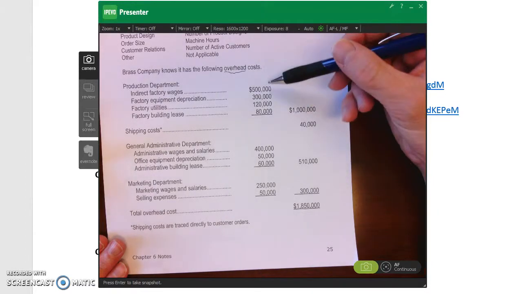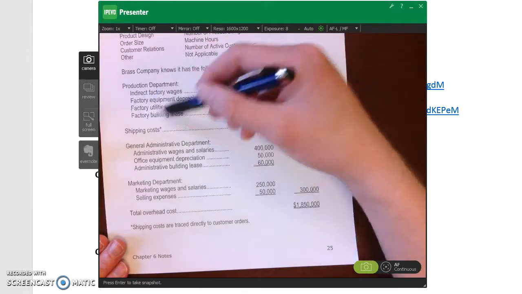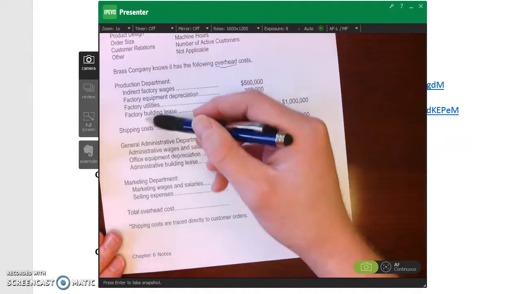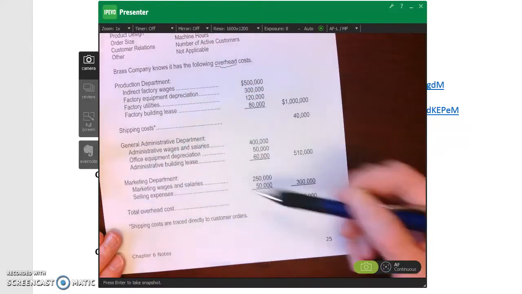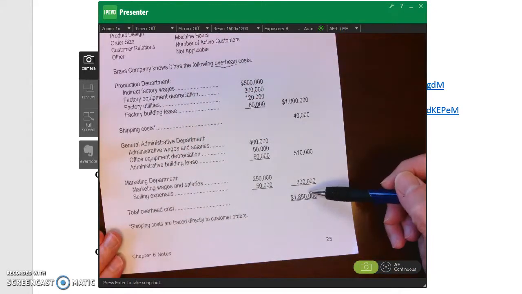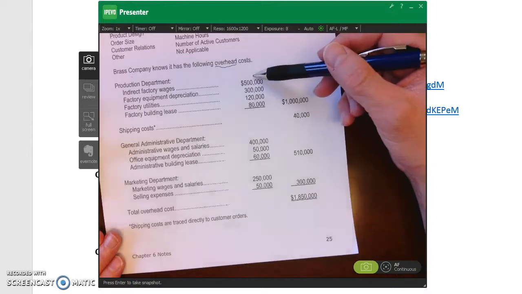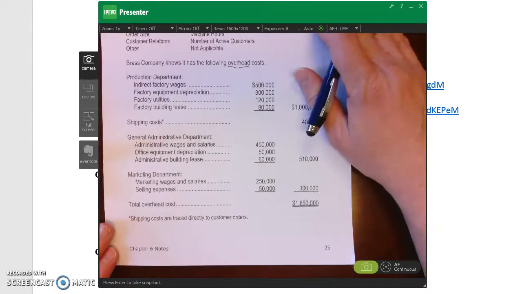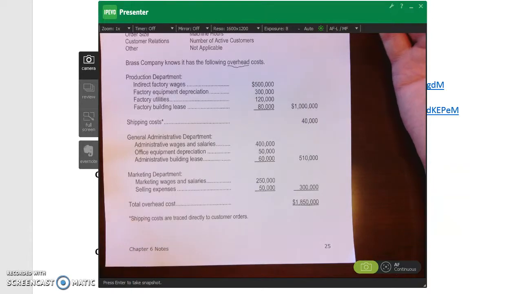Now you can see these are indirect product costs. These are indirect period costs. And what we're going to eventually do is allocate out both product and period costs to the products, to the units that we sell, in order to get a better idea of the true profitability. Okay.